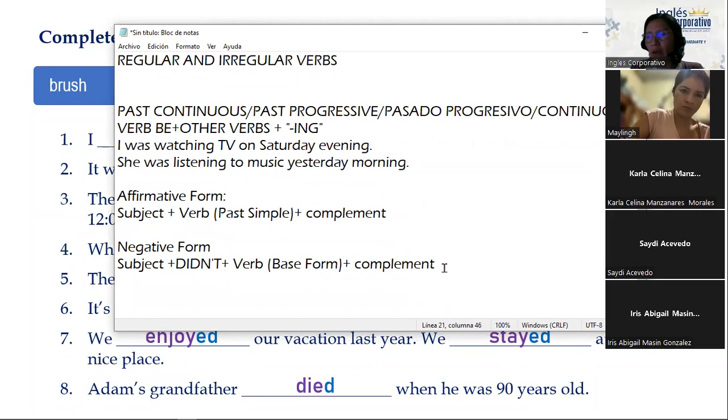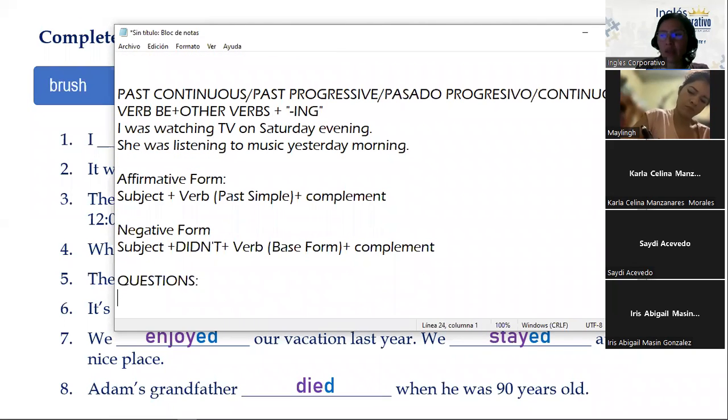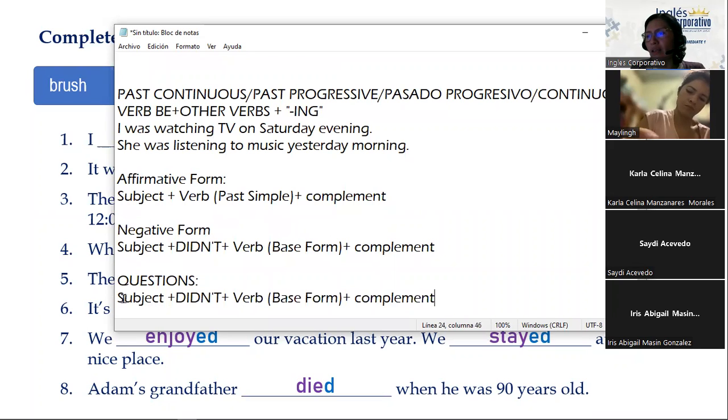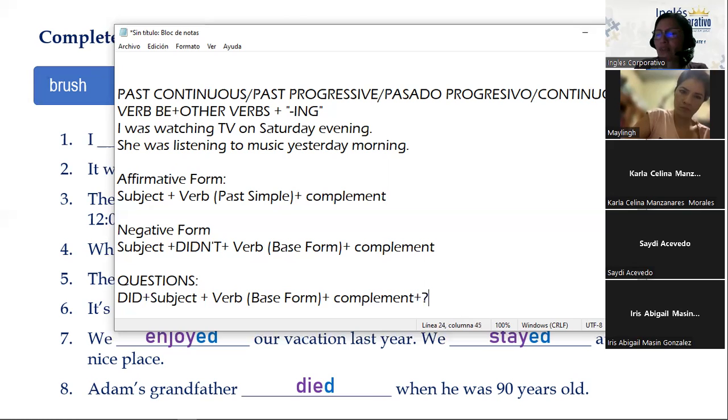¿Ok? Ahora bien, con las preguntas, teacher, bueno, con las preguntas hay un cambio, ¿verdad? Un cambio, y vamos a ocupar esta base acá. Para las questions, ¿ok? Para questions tenemos acá que hay un switch, hay un cambio, y ese cambio es acá. El auxiliar pasa a tomar el primer lugar, antes el subject, then we have the subject, then we got the verb in base form, we have any complement, and then we have the question mark.